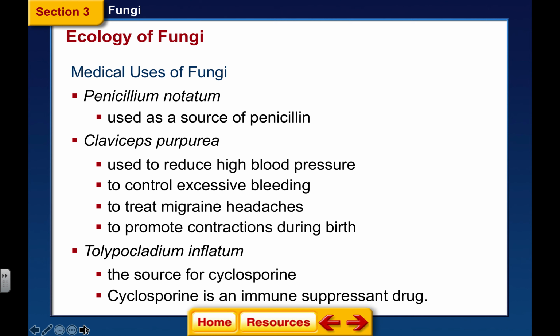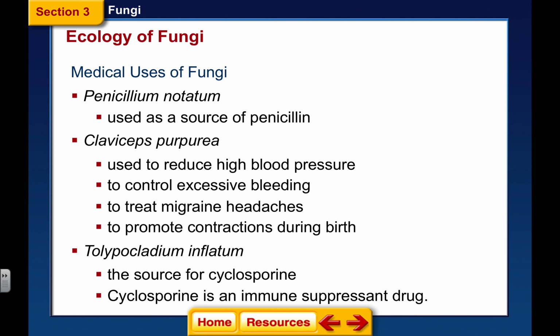All right, now medical uses. We've been over this first one, Penicillium notatum. Now that's in italics, but you have to underline it if you're writing it. This is an Ascomycetes, and it's our source of penicillin. Claviceps purpureae. This is another one that is a medication that is used to reduce high blood pressure. It's in a lot of high blood pressure medications.